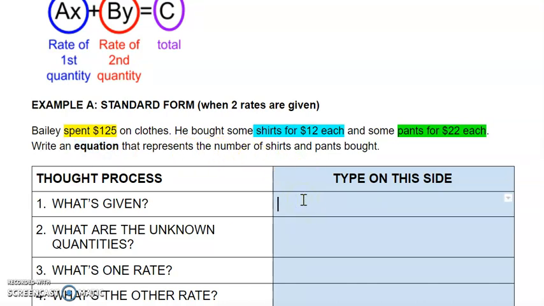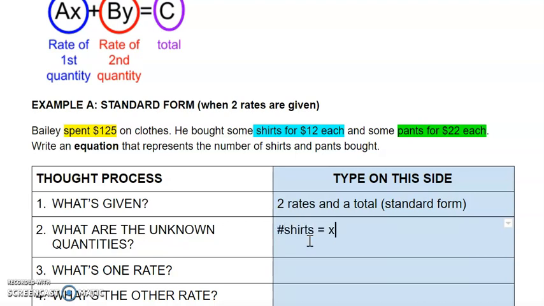When we're looking at what's given, I just want you looking for how many rates are given. Here I have two rates and a total given. If I see that pattern, that tells me I'm going to have a standard form equation. So then I look, what don't I know in this story? I know that Bailey spent $125. I know he bought some shirts. Do I know how many? I don't. So I don't know the number of shirts.